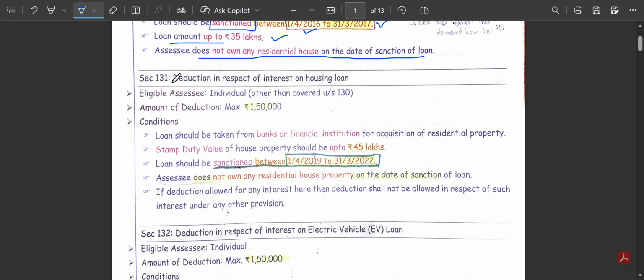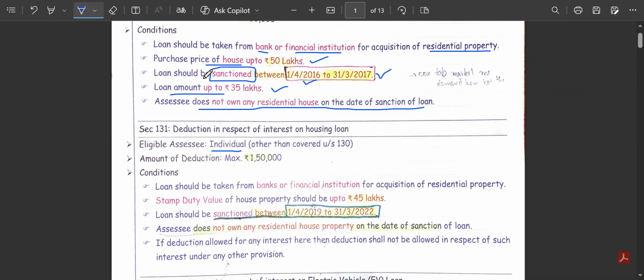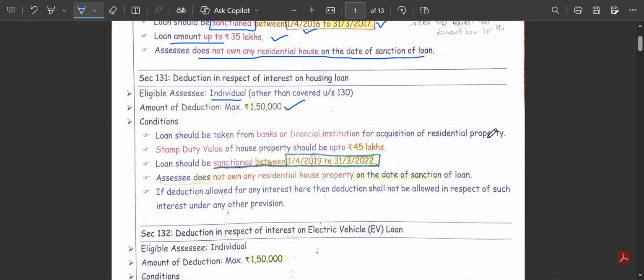The next one is Section 131, which is again a deduction in respect of interest on housing loan. This is again for individuals, but for those individuals who are not covered under Section 130. I think it's kind of impossible for one to be covered under both sections, but still, I have to learn this. It's for an individual not covered under Section 130. The maximum amount of deduction can be rupees 1,50,000, and there are again many conditions for this deduction.